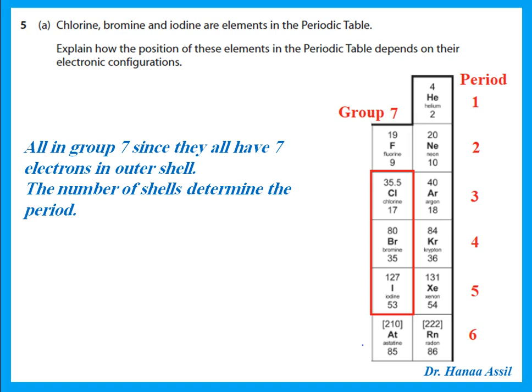Remember, they are all in group 7, and we said the group number determines what? It determines the number of electrons in the outer shell. So all of them have 7 electrons in their outer shell, so they're in group 7. And then the periods depend on what? The periods depend on the shells. So if I say that chlorine is in period 3, that means it has 3 shells. 2, 8, 7. That's 3 shells that contain electrons. Bromine would have 4 shells. Iodine would have 5 shells. So the number of shells determines the period.